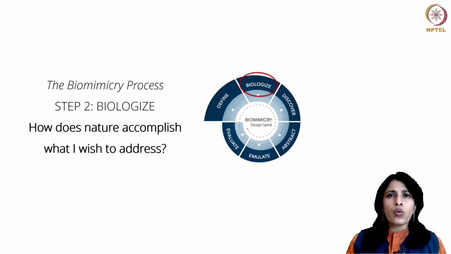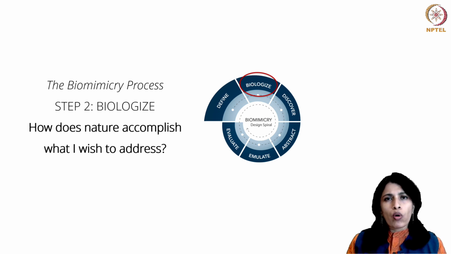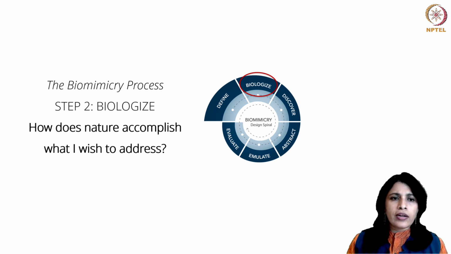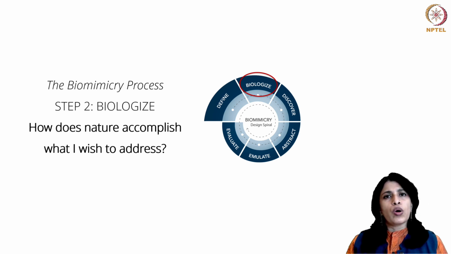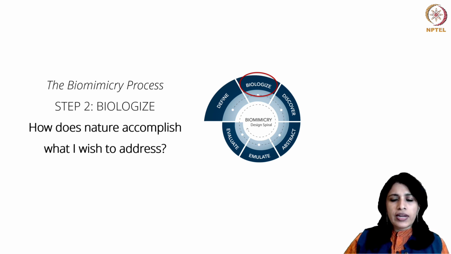So now that you know how Ask Nature works, let's pick up step number 2 of the biomimicry design spiral, which is biologize. And in biologize, the question we ask is, how does nature accomplish what I wish to address? Remember, this is related to the function, and therefore we will be working with the function that you used in your design question in order to biologize it. Let's see how we do that.